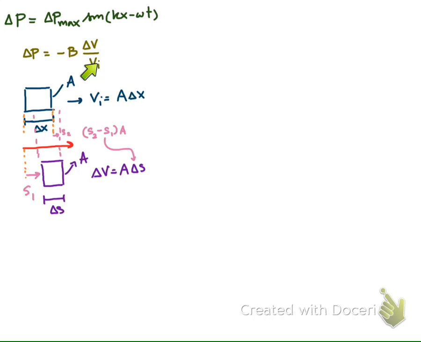And from this expression, we can have that delta P is equal to minus B delta V over Vi, and is equal to minus B. Here delta V is A delta S, and Vi is A delta X. So A cancels, and we have that this is equal to minus B delta S over delta X.